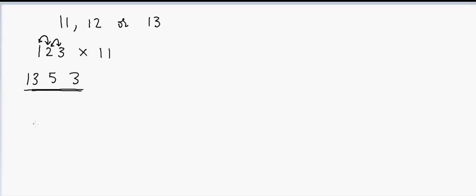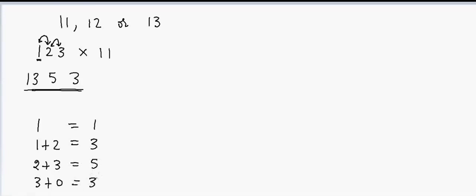Again, how did I do this? My first digit is the same as the first digit we have here. My second digit will be equal to 1 plus 2, which is first digit plus second digit. My third digit will be equal to second digit plus third digit, and the last will be equal to the last digit plus 0, because we have nothing else left. So that will be equal to 1 3 5 3. That's my answer, 1353.